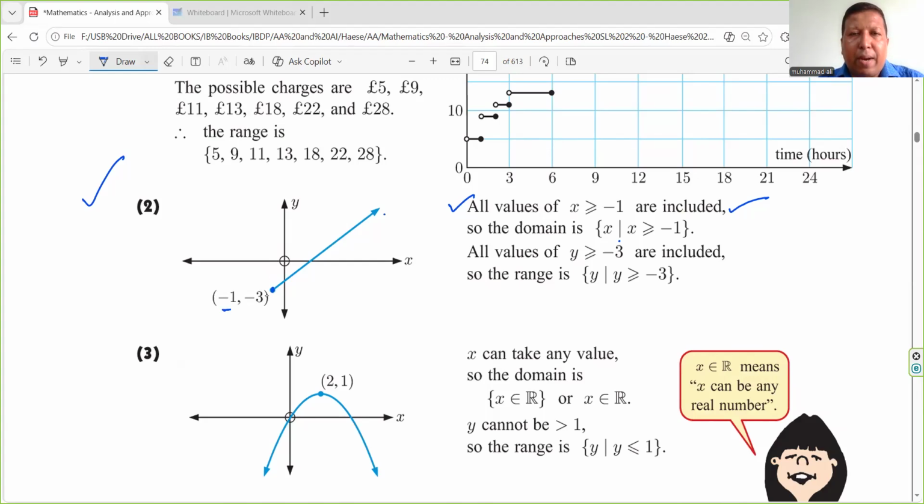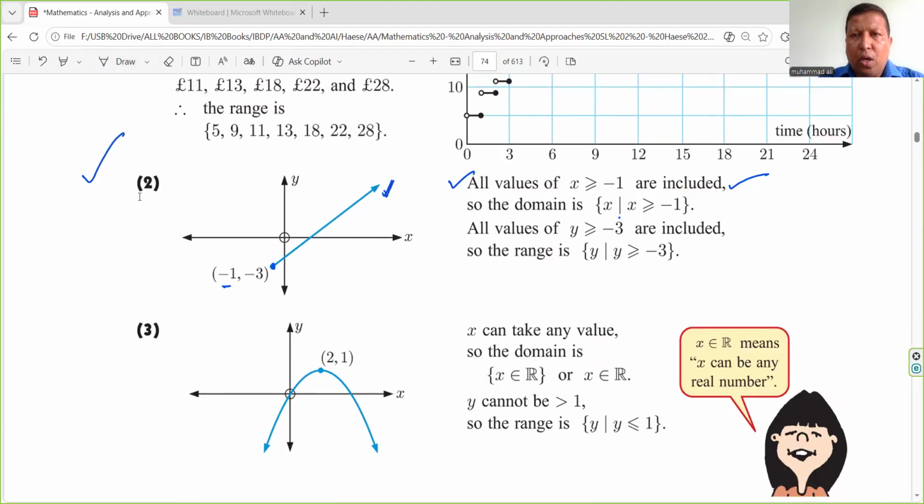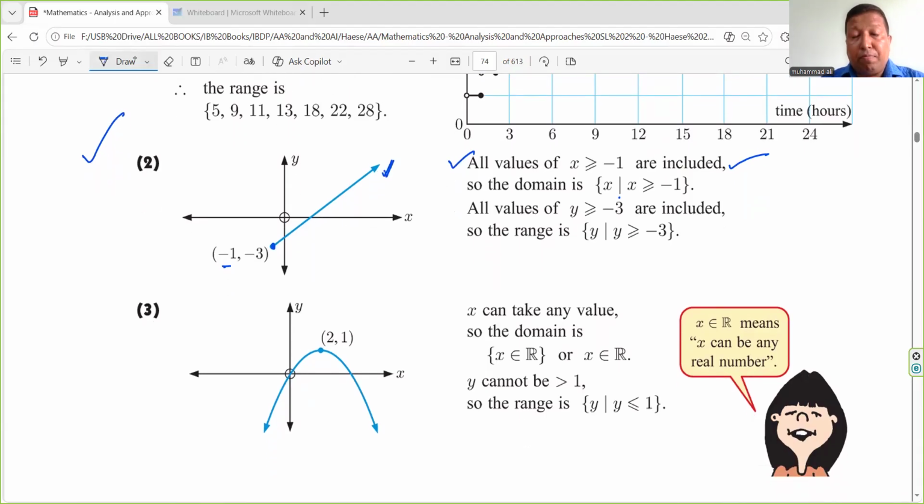How can we understand -1 is included? Because this point is dark. And why is it greater than or equal to -1? That is up to infinity, because here is the arrow sign. Now the range: all values of y greater than or equal to -3 are included. So the range is {y such that y ≥ -3}.